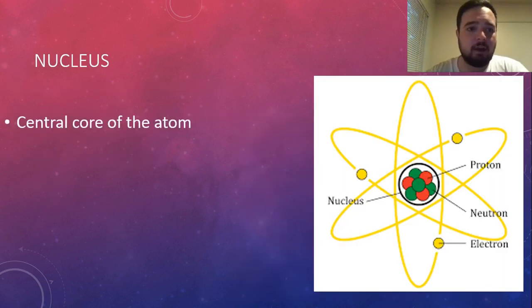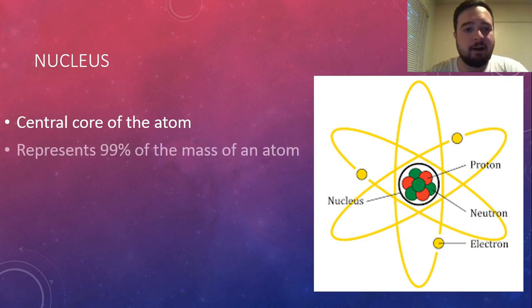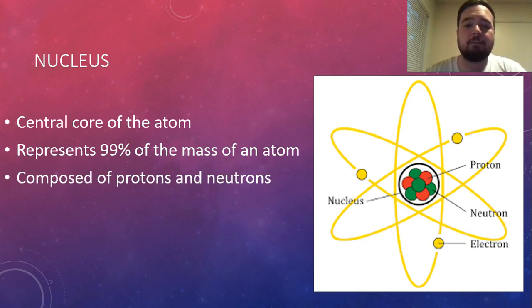The nucleus is the central core of the atom. It represents 99% of the mass of an atom. So a huge majority of the mass of the atom is located in the nucleus itself. And that nucleus is composed of protons and neutrons.